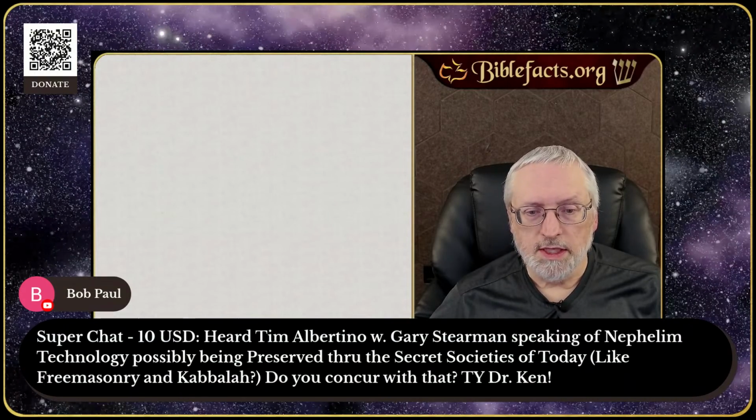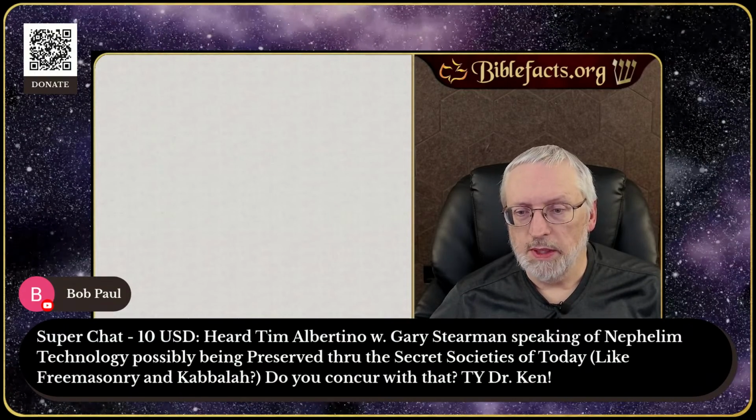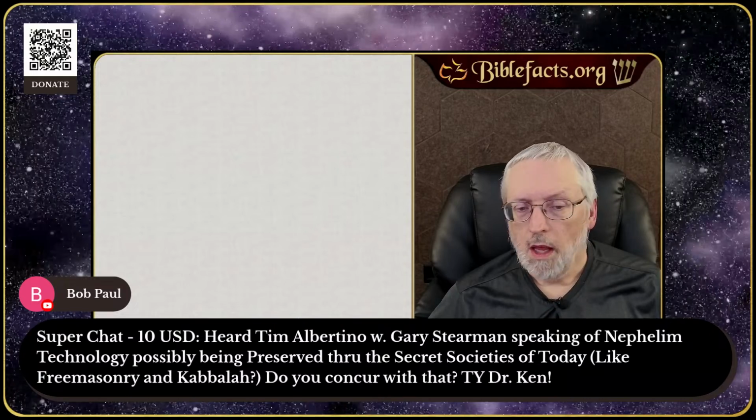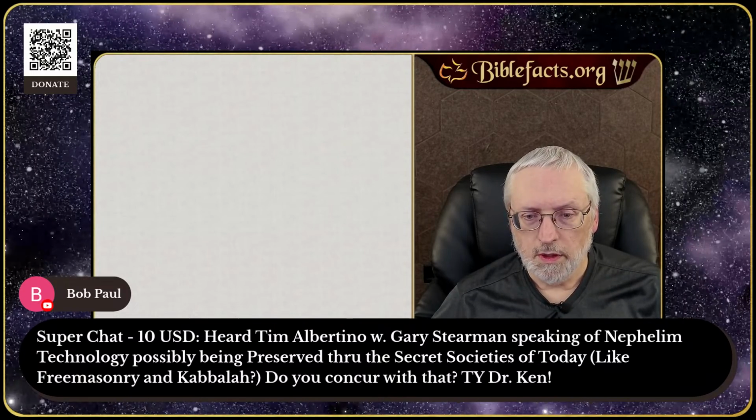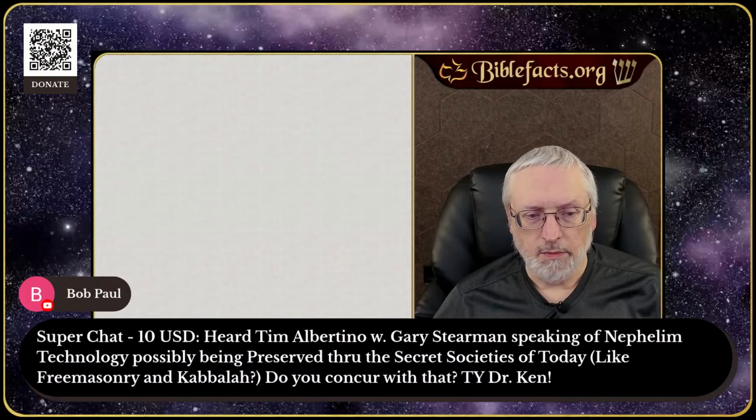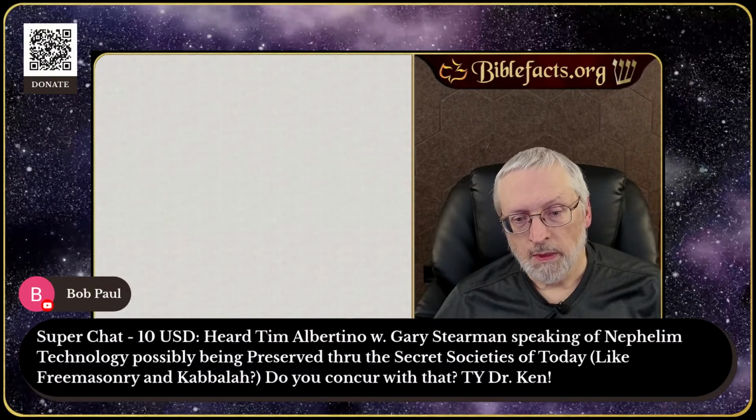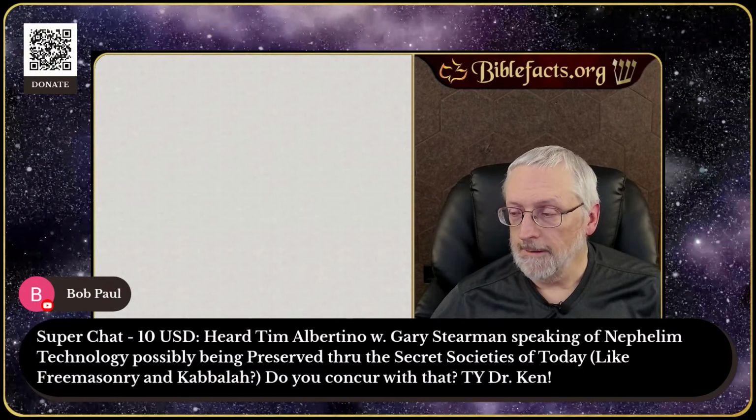It says he heard Tim Alberino and Gary Stearman speaking of Nephilim technology possibly being preserved through secret societies of today, like Freemasonry and Kabbalah. Do you concur with that? Thank you.